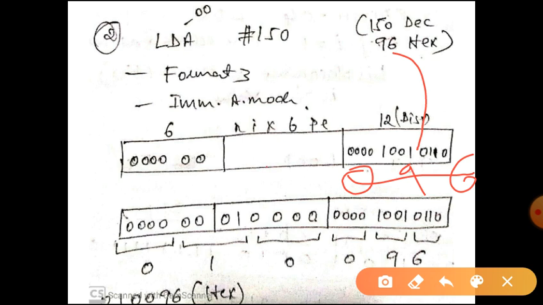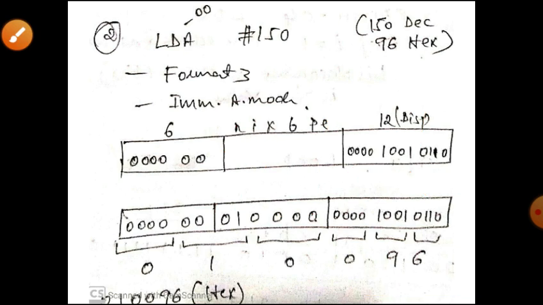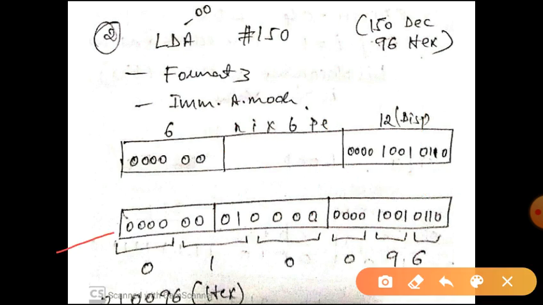Now you fill the NIXBPE. How do you fill it? E is 0, and X, B, P, E are all set to 0. Only the I bit you have to set to 1 because it is immediate addressing mode, and N is set to 0. Once you are done with this, you group these binary digits into groups of 4 bits. Why a group of 4 bits? Because each hexadecimal digit is represented by 4 binary digits. So we make the groups and write the hexadecimal, that is 0 1 0 0 9 6.